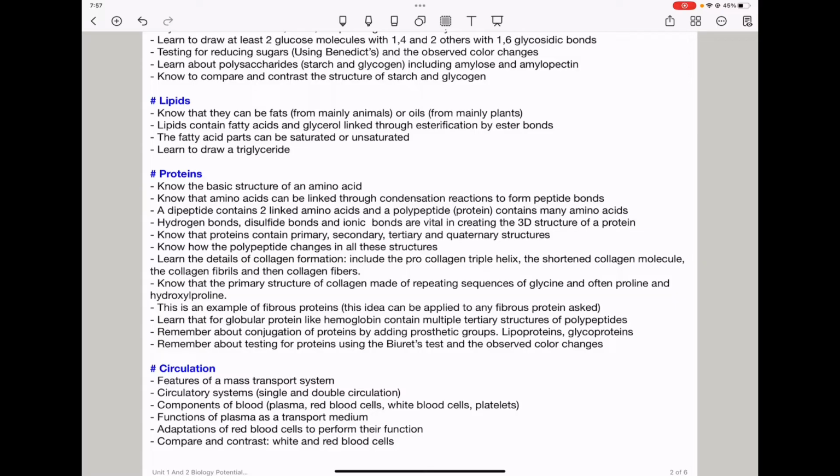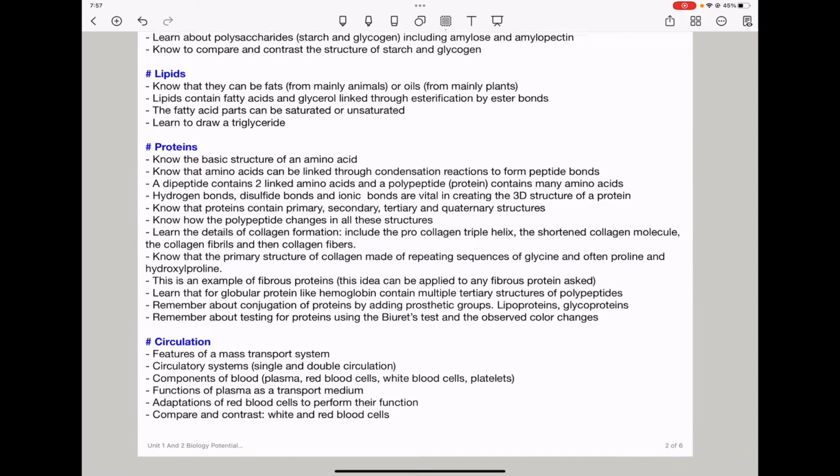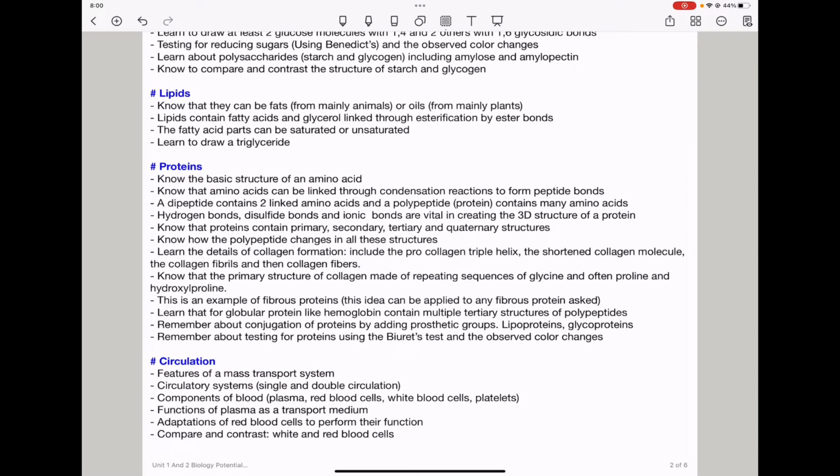We also need to remember about testing for proteins using the Biuret test and all the observed colors that are going to be seen. When we go to circulation, we need to know the features of a mass transport system. We need to talk about circulatory systems in terms of single and double circulation. We need to know the components of blood, like plasma, the red blood cells, white blood cells, as well as the platelets.